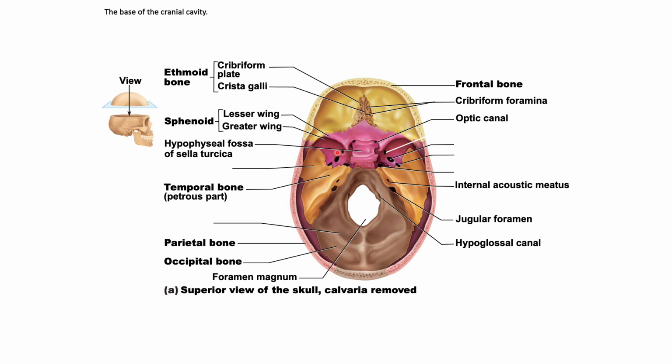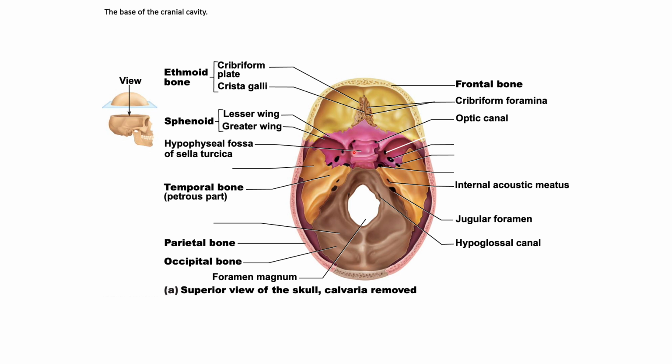Another thing we're going to see is the sphenoid bone, this bright pink color. All of this is a sphenoid bone. There are certain parts to it. The lesser wing is going to be the top portion, the lesser wing of the sphenoid. Then we have the greater wing of the sphenoid, seen just inferior to the lesser wing.